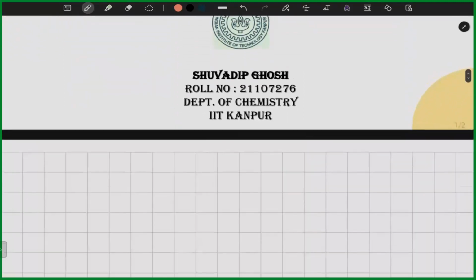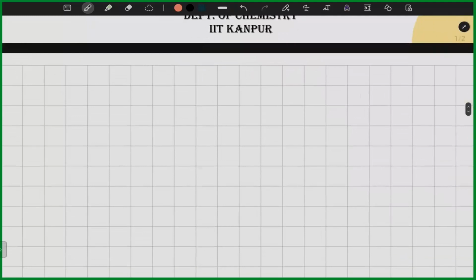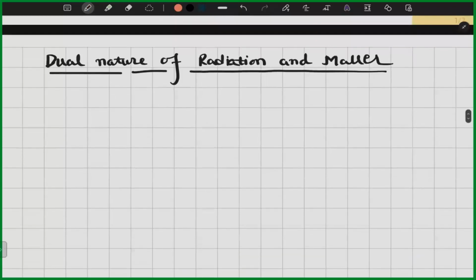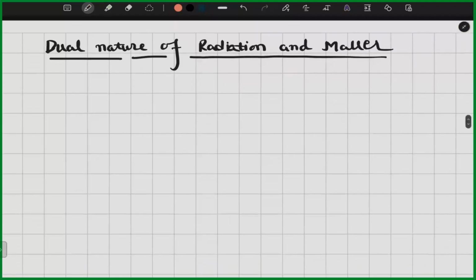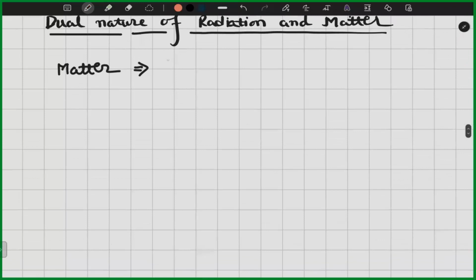Now let me start our discussion. So our topic is dual nature of radiation and matter. First we have to understand what is radiation and what is matter. We are very much familiar with two things. One is matter. We are very comfortable with matter because matter has mass. We can see around us there are lots of matters.